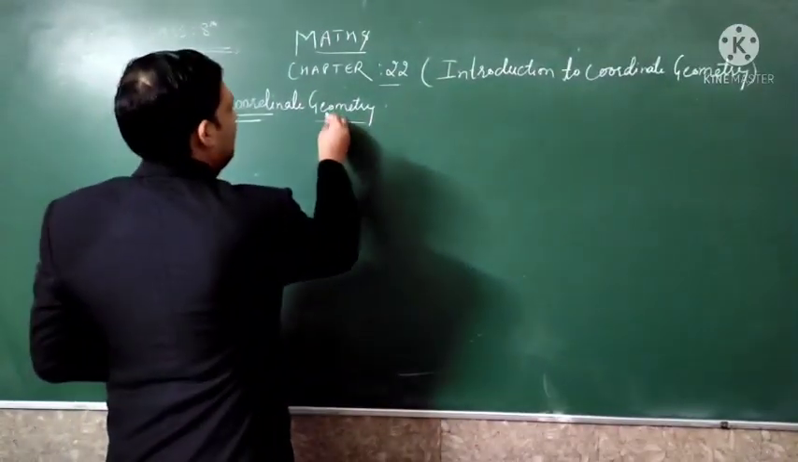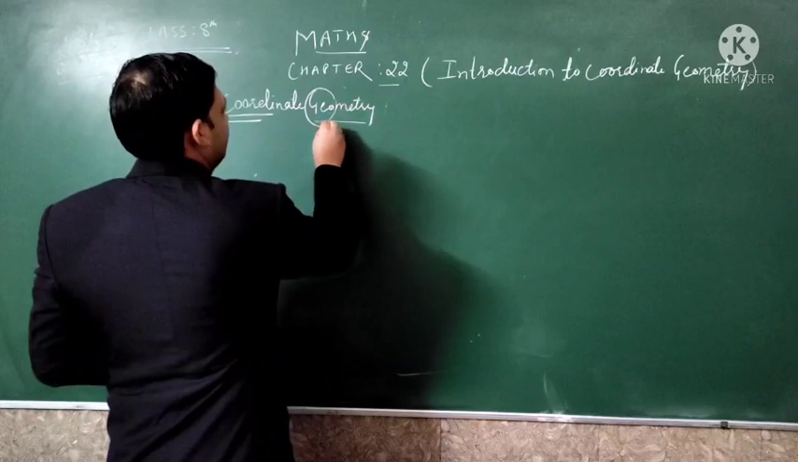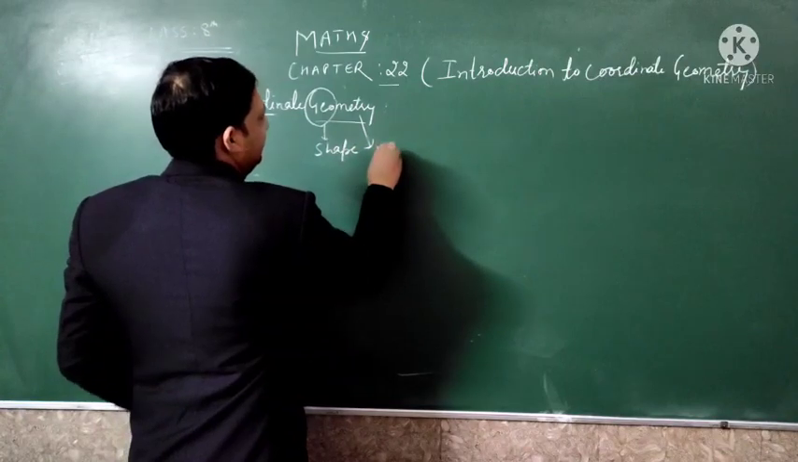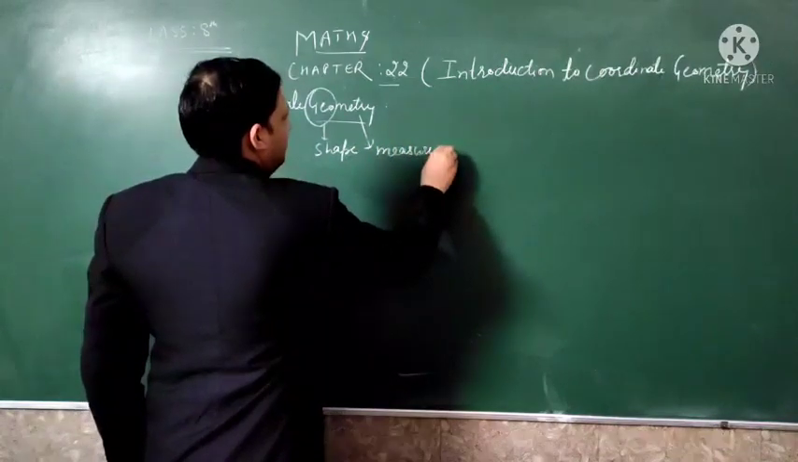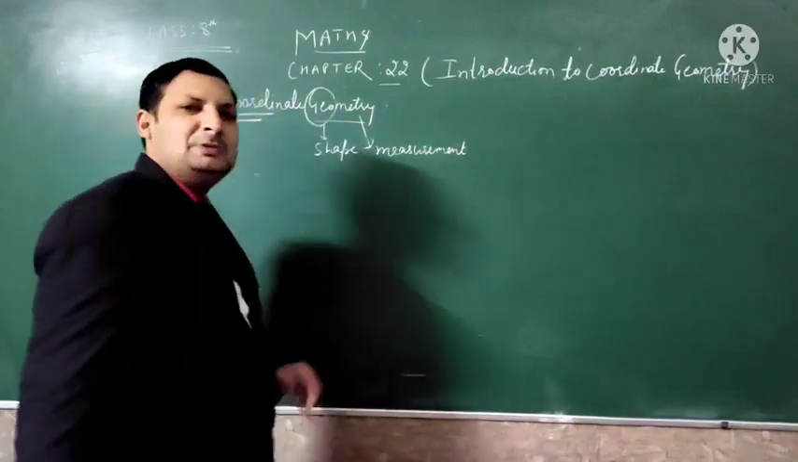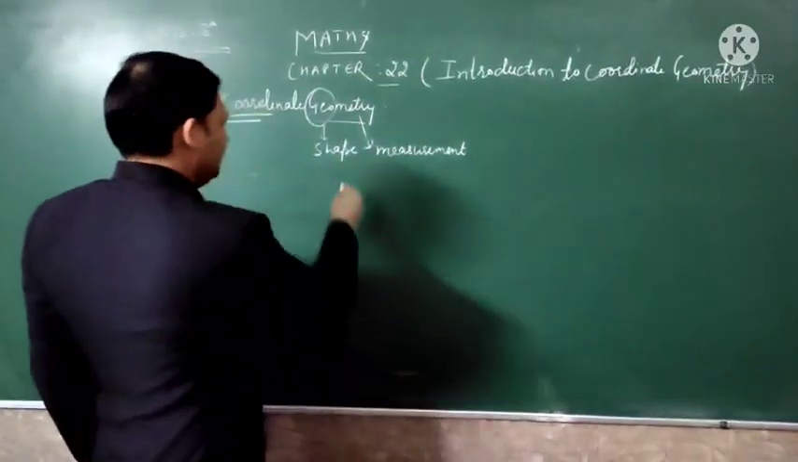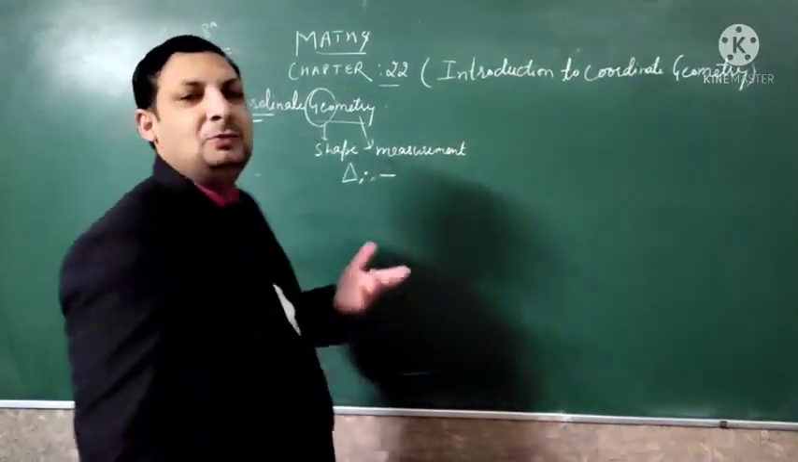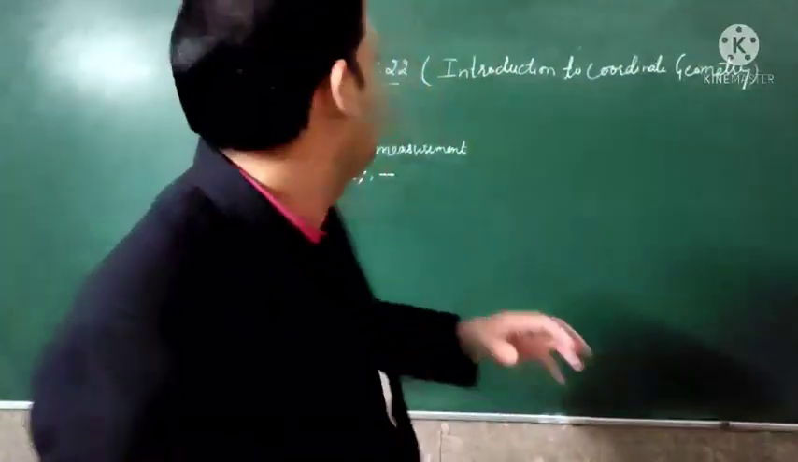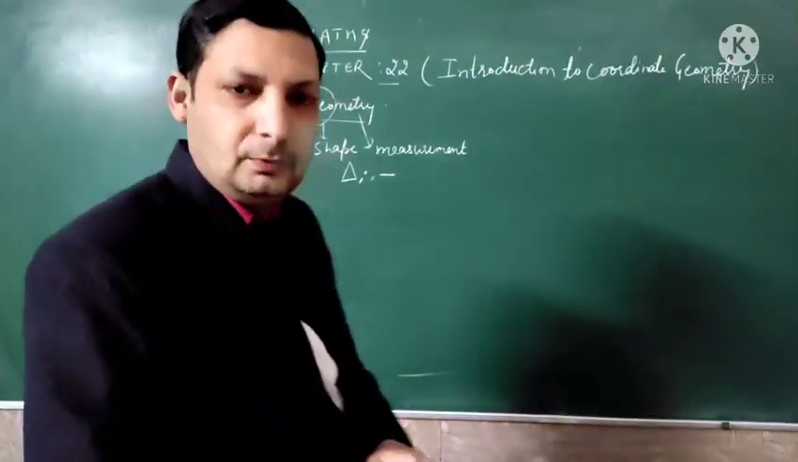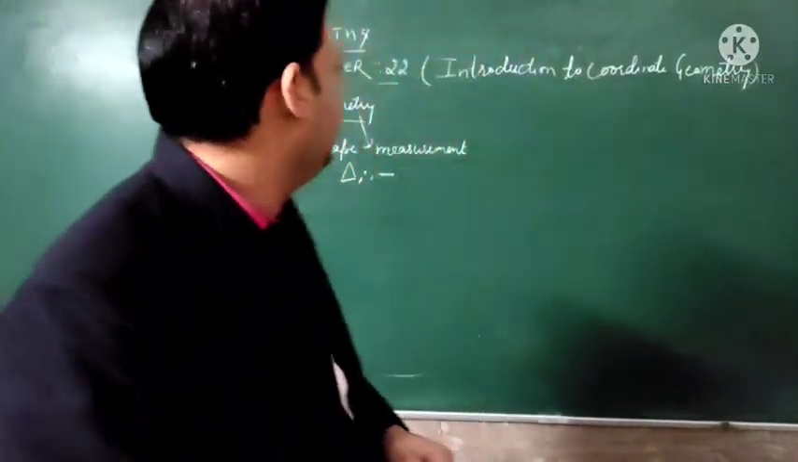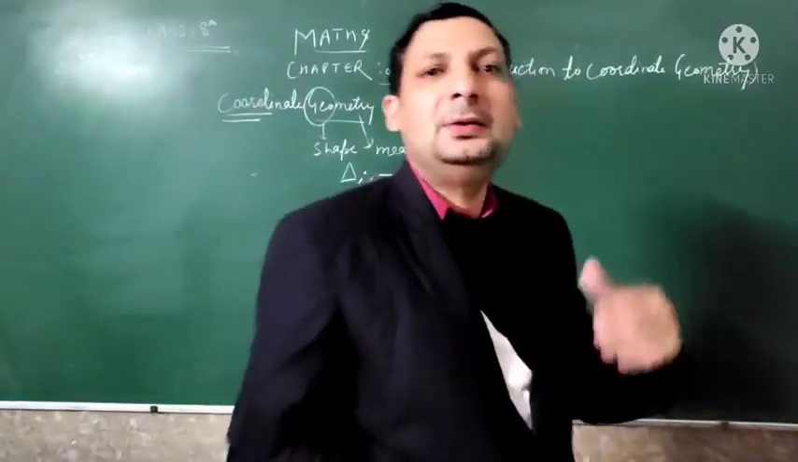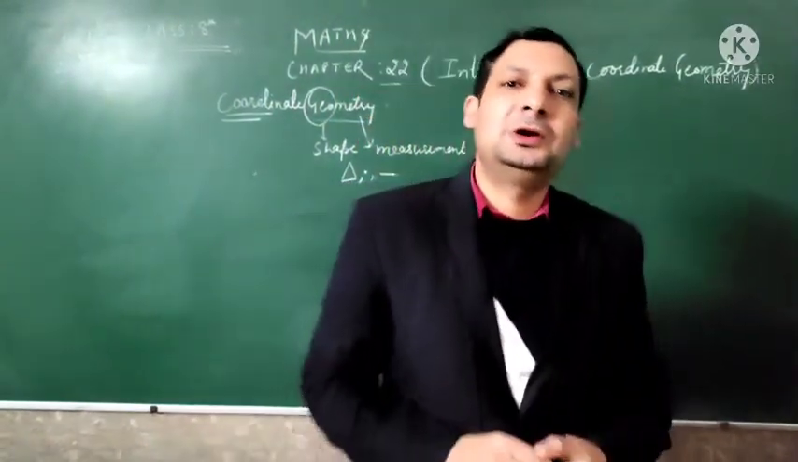Geometry. Geometry consists of geo. Geo means shape, and metry means measurement. So you have studied different shapes like triangle, point, line, and you know the measurement of these things also. But here we will discuss what is called coordinate geometry. I would like to tell you about coordinate geometry. What is the actual meaning of coordinate geometry, or why have mathematicians discovered coordinate geometry?